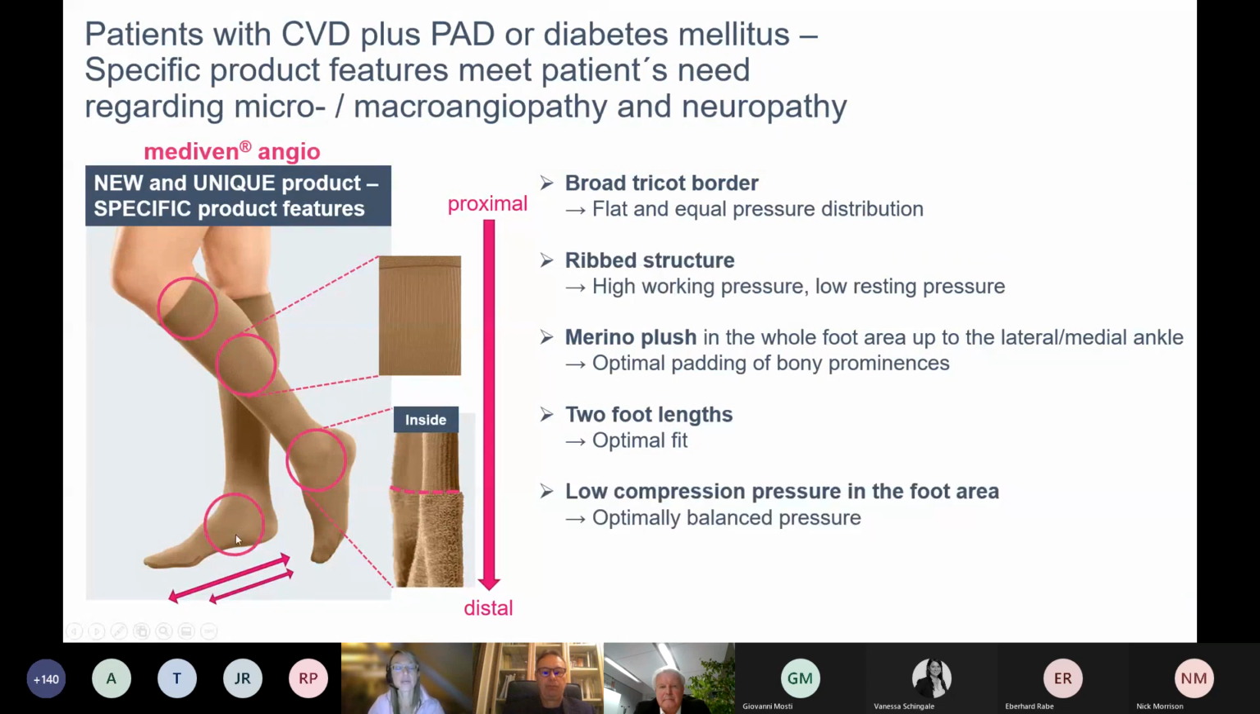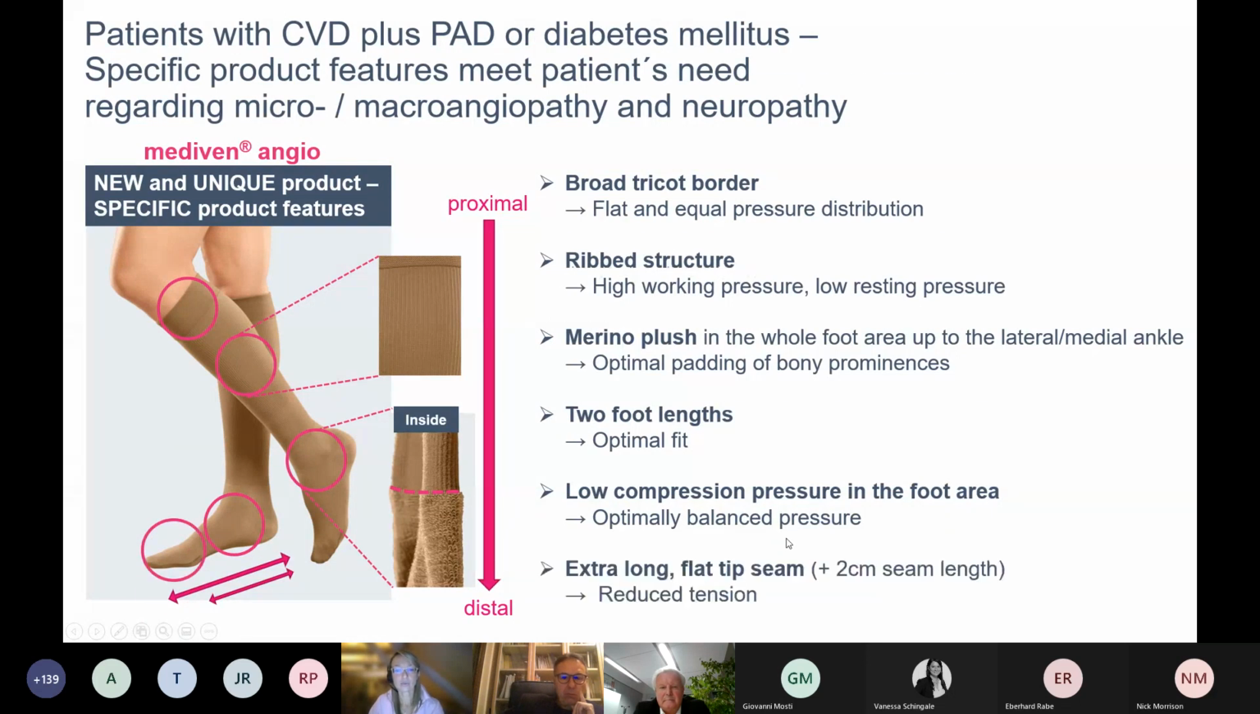Within the foot area, we have a low compression pressure, but we have compression because, of course, we need this optimally balanced pressure on the one hand for the venous system in order to reduce the edema. But on the other hand, we also need maybe a reduced compression pressure to the arterial status or to the PNP in patients with diabetic neuropathy.